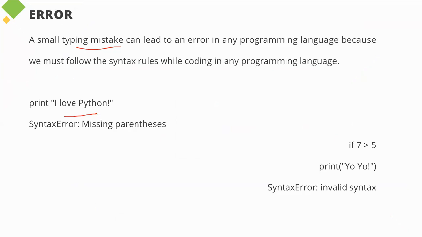If you check this block of code, guess the error here. As you know, it should have the colon, right? The colon is missing here. So you write print yo-yo, if 7 greater than 5, colon should be there. So here it is also invalid syntax.